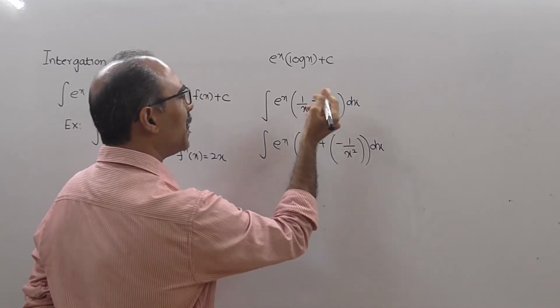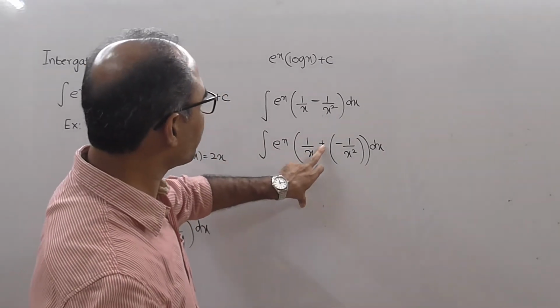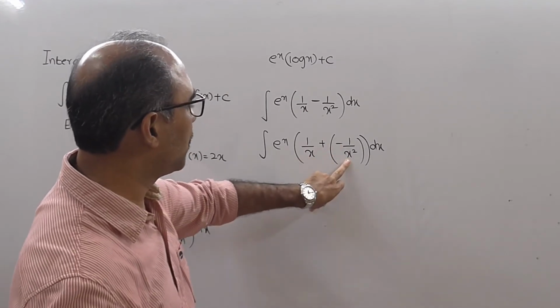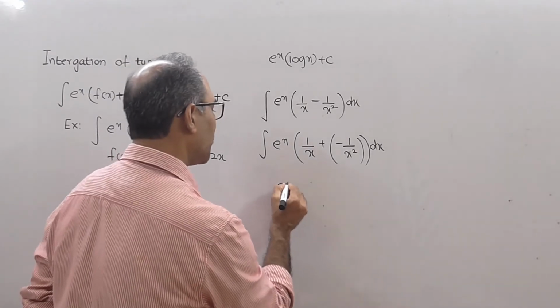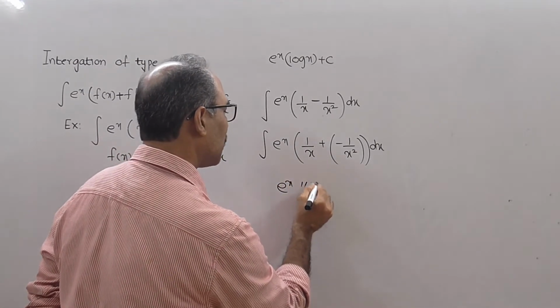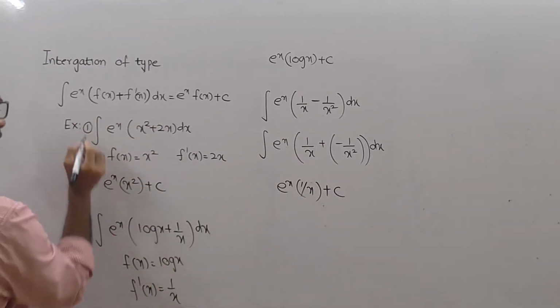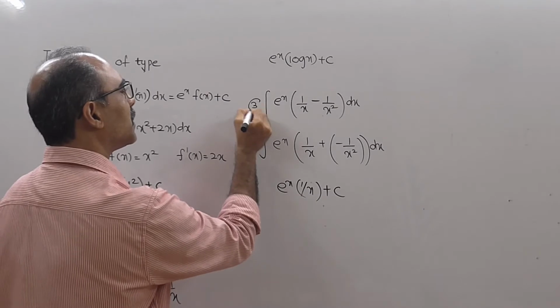So I'm not making any major change because I need a plus sign to use the formula. I write plus and minus. So 1 upon x is f of x, minus 1 upon x square is f dash of x. Therefore the answer for this will be e raised to x 1 upon x plus c. This is example number 1, this is example number 2, this is example number 3.